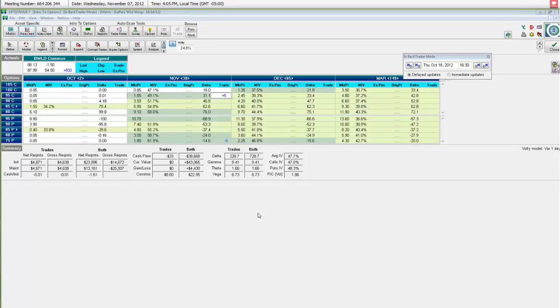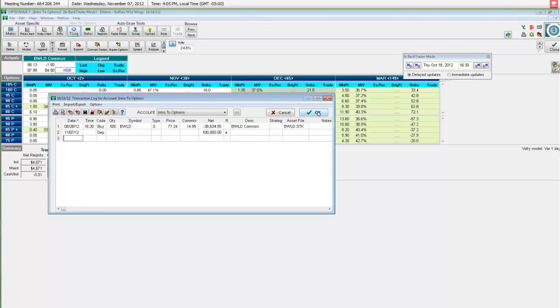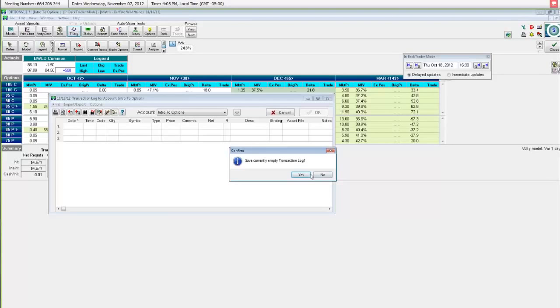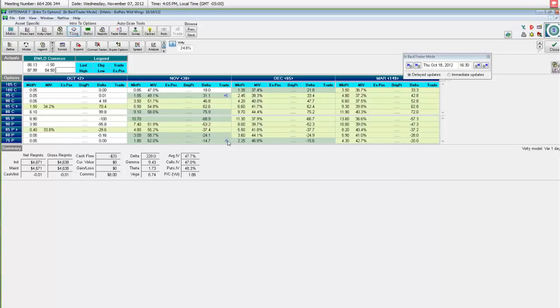There's other things we can do. Well, I tell you what, let me just get rid of this transaction here altogether. Okay, so now we don't own any Buffalo Wild Wings.